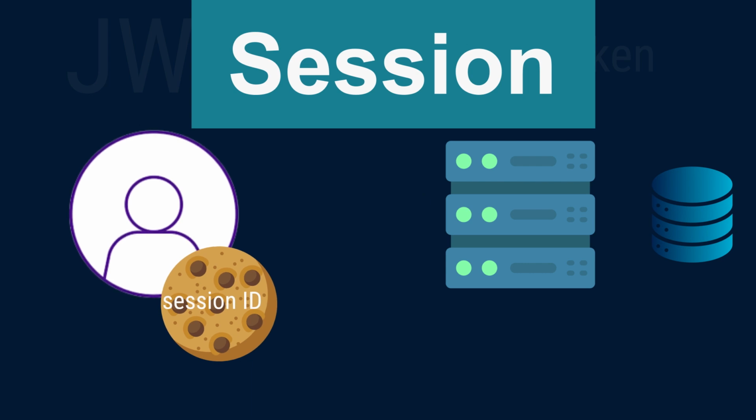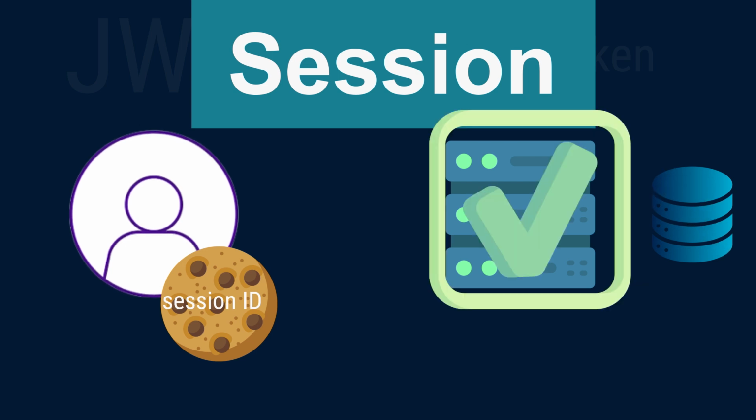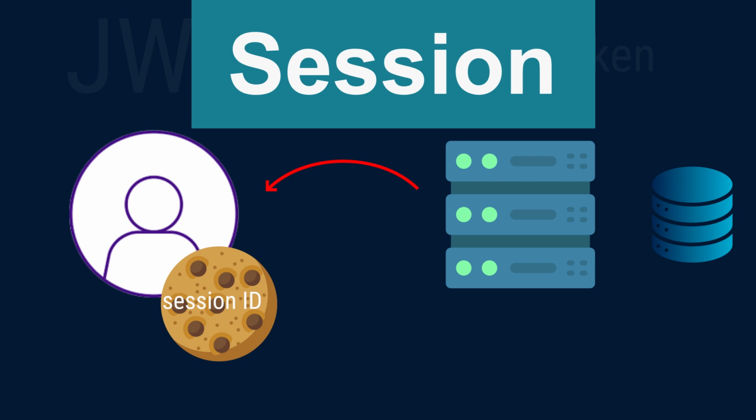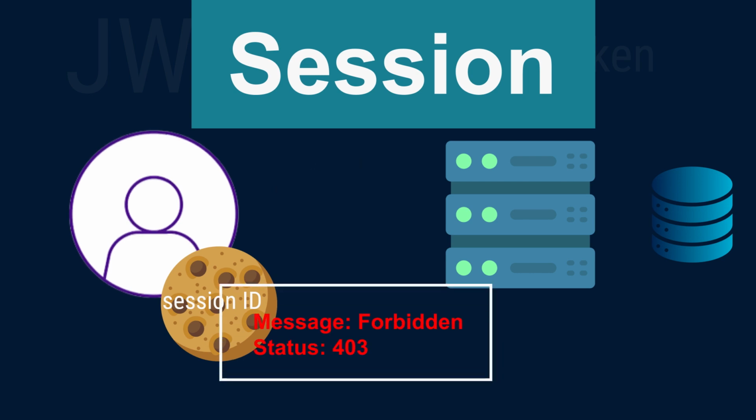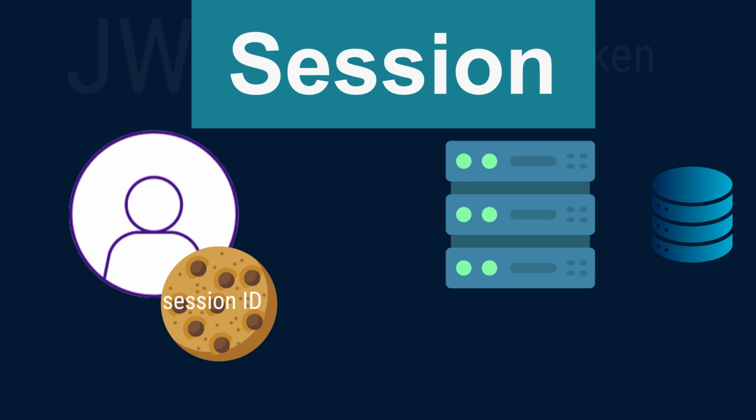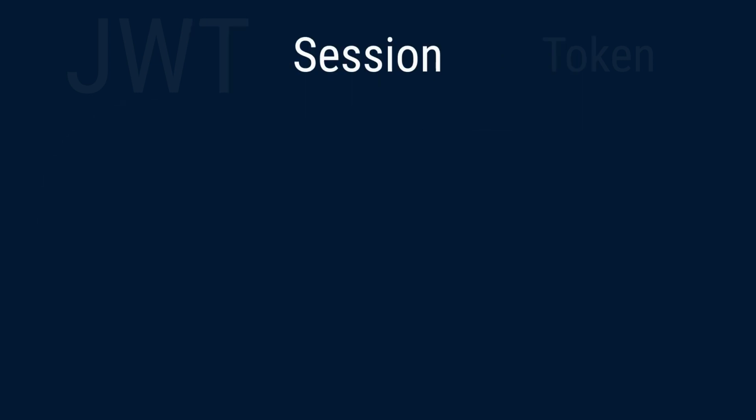Now the user has the session ID in the cookies and it will be automatically sent to the server in each request after the login. In the next request, the server will check the session ID cookie and send a request to the database to get information about this session and this client. If the session ID was valid, it would continue. Else, the server would return a response with a message of forbidden attempt and status code of 403. And this is how session works in authentication and authorization.